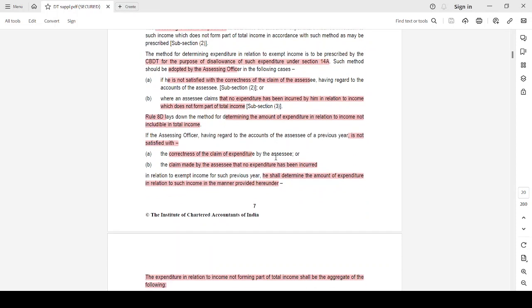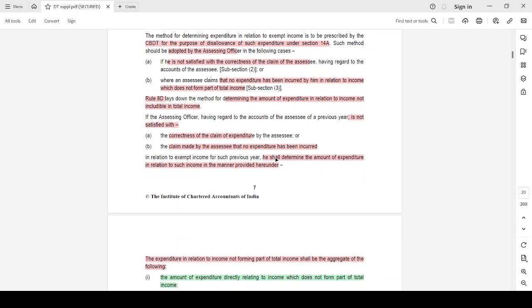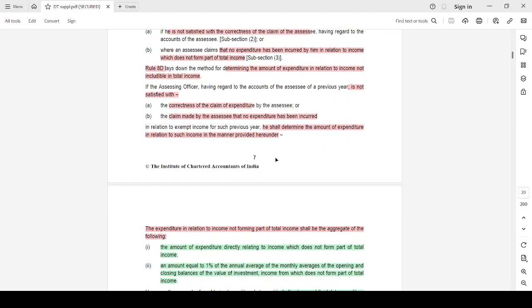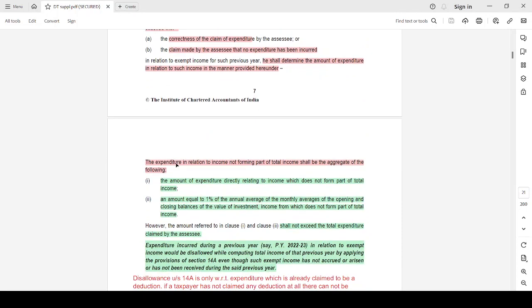What is the method? If the assessing officer, having regard to the accounts of the assessee of a previous year, is not satisfied with the correctness of the claim of expenditure by the assessee, or the claim made by the assessee that no expenditure has been incurred in relation to such exempt income for such previous year, he shall determine the amount of expenditure in relation to such income in the manner provided hereunder. What is the manner? This is very important.